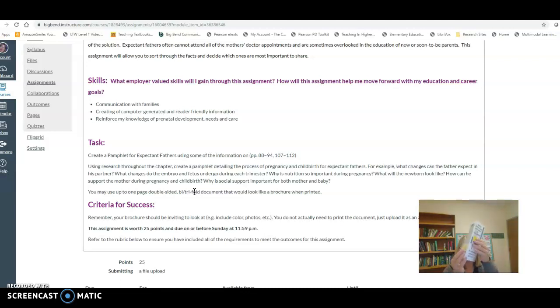How am I going to make that? Hang on, I'm going to show you. Because the other option is a bifold. So this one would open and then have a back. This one's actually a trifold, but I'm pretending like it's a bifold.